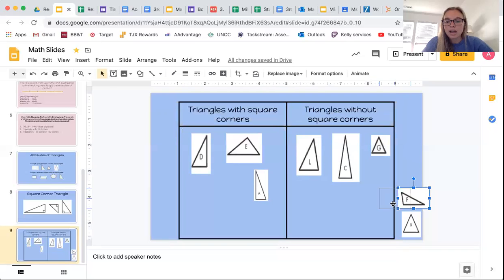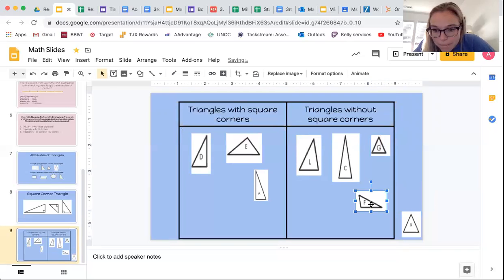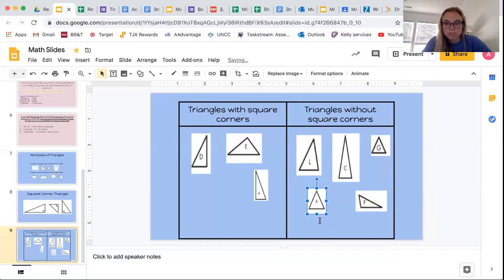F looks like it might be a little bit bigger than a perfect square. So sometimes our angles are smaller than a perfect square or bigger than a perfect square. And B looks like they all have the same size angles, but none of them would be a square corner.